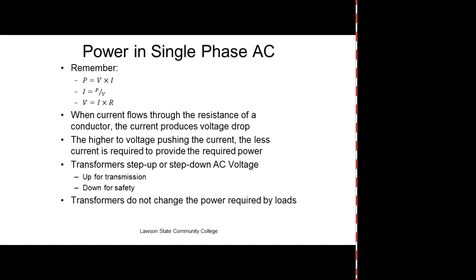So power in a single phase system, when current flows through the resistance of a conductor, the current produces a voltage drop. Everybody understand that? There's really no such thing as a perfect conductor that we know. We do have what they call superconductors. I know the Navy has some ship that uses superconductors. And the problem is that these conductors have to be put down to, I think they use liquid nitrogen to bring the temperature of the conductors down so low.